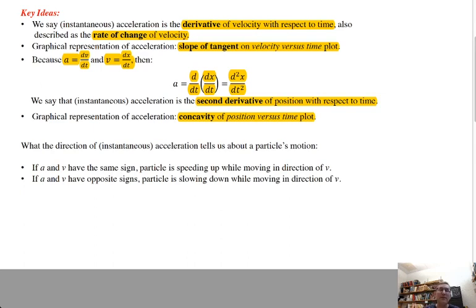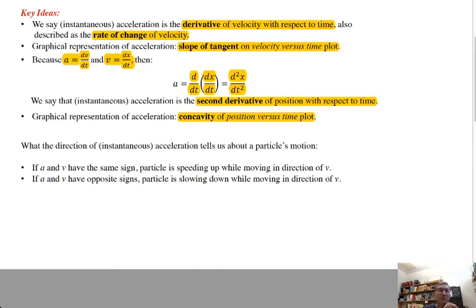The direction of the instantaneous acceleration is not so easy to interpret. It's a little bit more subtle. We're going to spend some time in class practicing with interpreting the sign of the acceleration. But for now, I'm just going to tell you two key things you really want to take to heart that will help you interpret what the sign of the particle's acceleration is telling you about its motion.